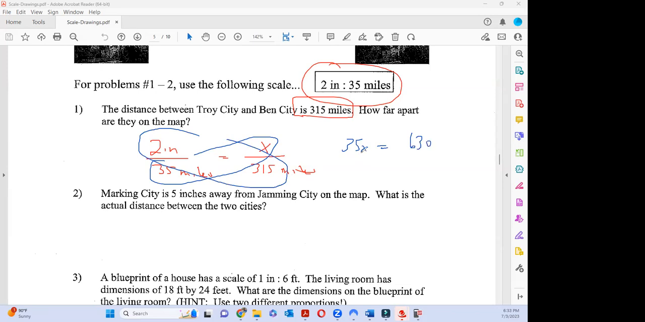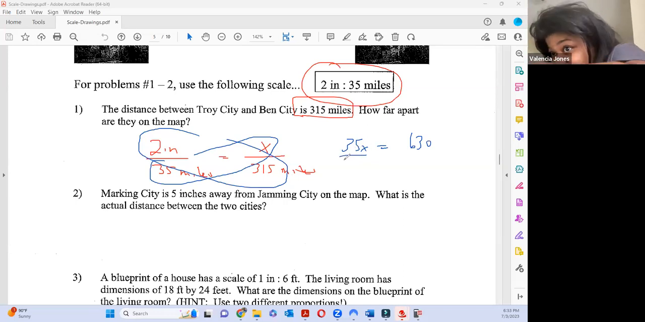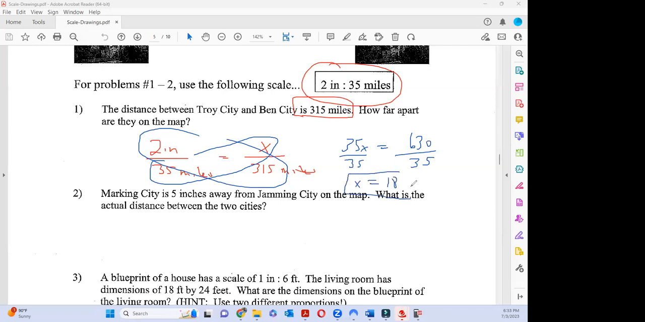X is not by itself. How are we going to get x by itself? What are we going to do? Divide. Divide by what? 35. Can somebody put that in the calculator for me? What is 630 divided by 35? 18. Did we get the same exact answer both ways? Yes. So the first way was unit rate.